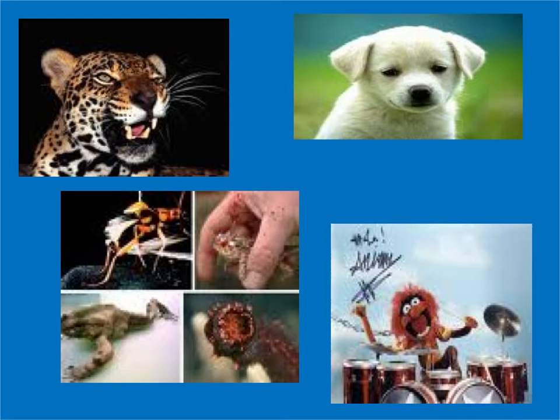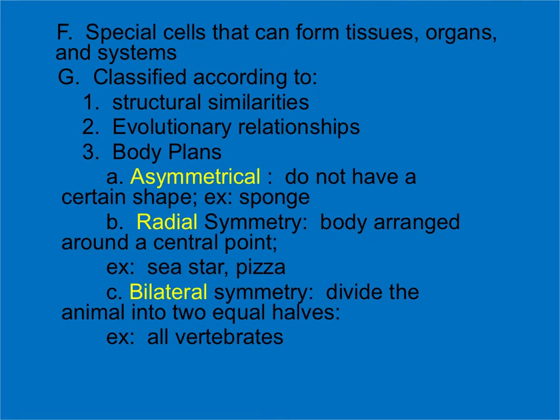So here are some animals. Some animals have specialized cells that can form tissues, organs, and organ systems. Now, animals are classified in a couple of different ways. One way is having structural similarities. For example, primates all have opposable thumbs, so you are a primate. Another is evolutionary relationships, so how things evolved, if they believe they came from a more common ancestor. So all birds are classified together, for example.